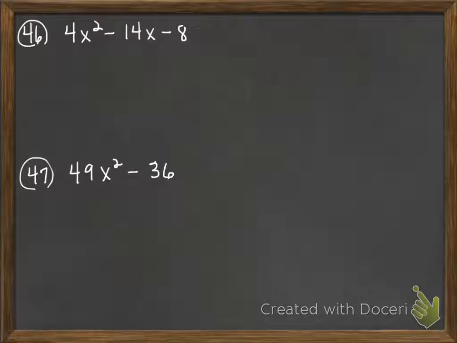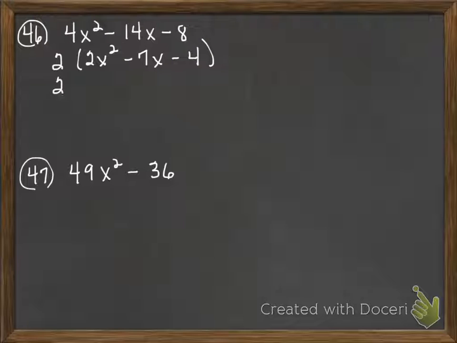In number 46, the first thing that I notice is that I do have a greatest common factor. The greatest common factor between all my terms is a 2. So we're going to factor out a 2. We're going to say 2 times what is 4x squared? That's going to be 2x squared. 2 times what is negative 14x? That's going to be negative 7x. And 2 times what is negative 8? That's going to be a negative 4.